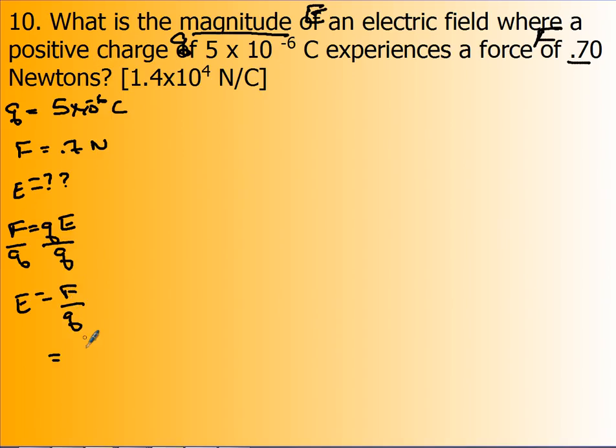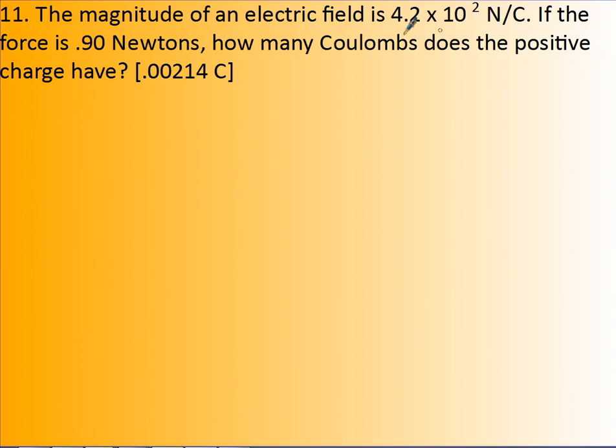The force is 0.7 newtons divided by a charge of 5 times 10 to the negative 6 coulombs, and I get 1.4 times 10 to the 4th newtons per coulomb. That's the magnitude of the electric field. Now let's identify these up in here. This is E, newtons per coulomb. The force is 0.9 newtons, so this is F.